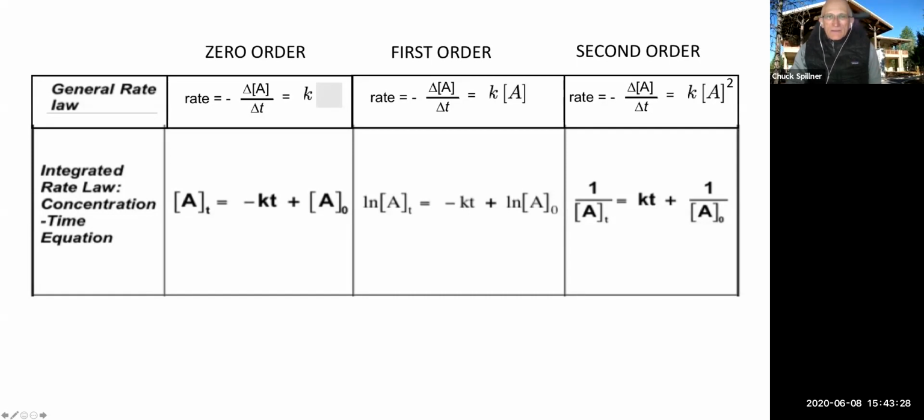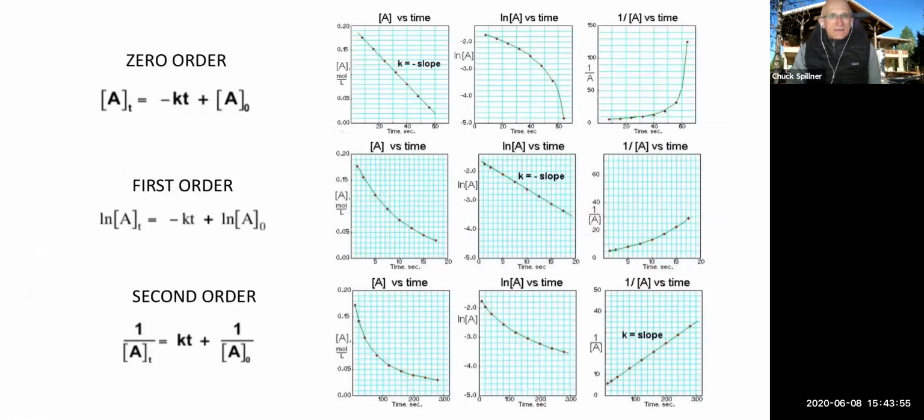We already looked at the plot of log A versus time for first order. If you plot the inverse of the concentration of A versus time, you'll get a linear line, and that's what a second order reaction plot would look like. So let's look at these plots. Here's an example of the plots.